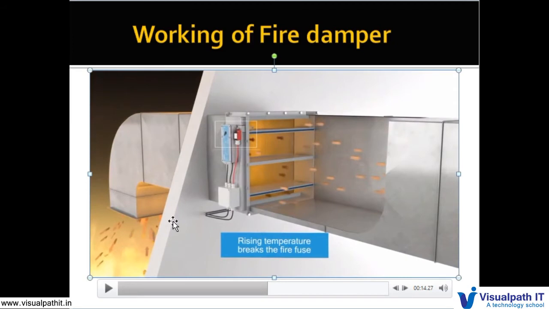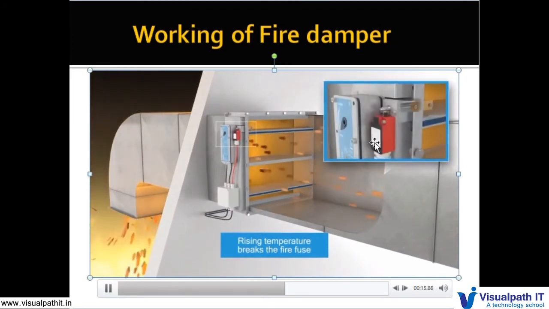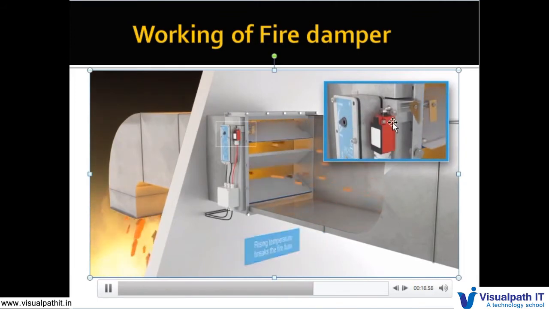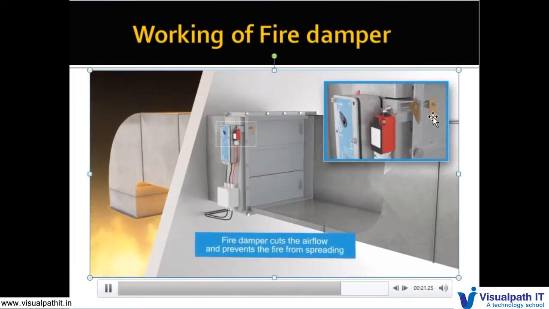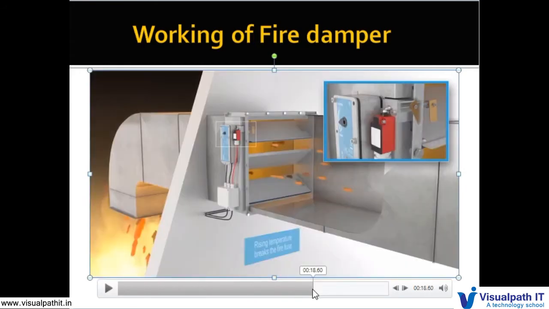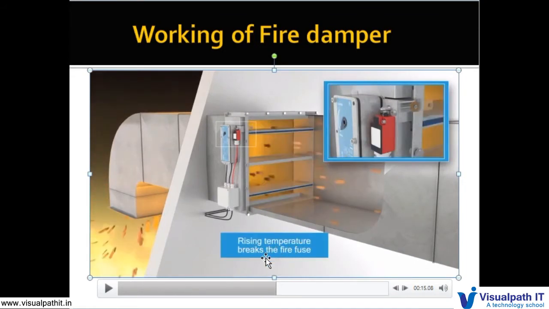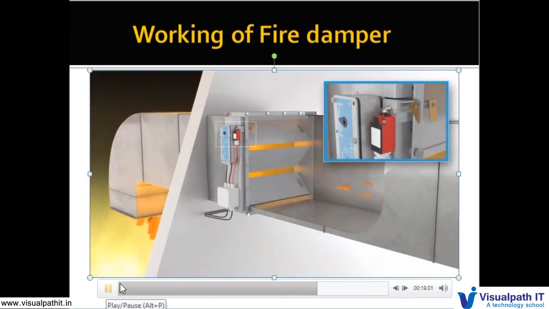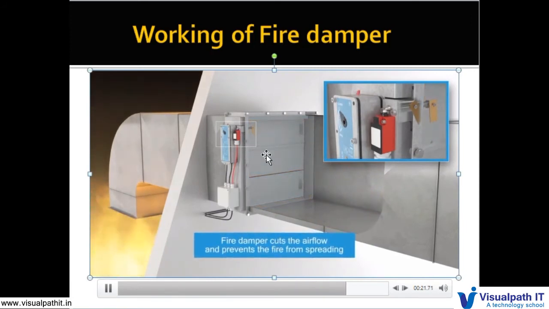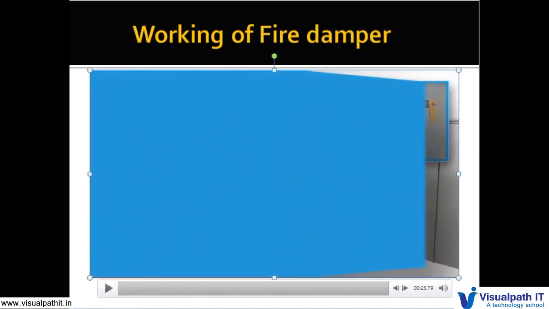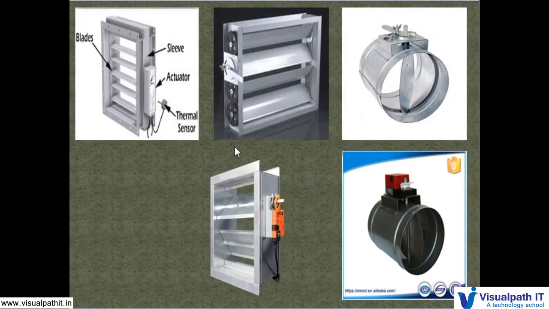So in order to cut that, see how it happens. See, this is the actuator, and it closes, or the fire damper cuts the air to prevent the fire from spreading. The rising temperature breaks the fire fuse. This is the fire fuse, and it breaks with the temperature. It breaks the connectivity of the shutter, so that the flow of air or flow of fire can be controlled. That is how the fire damper works.